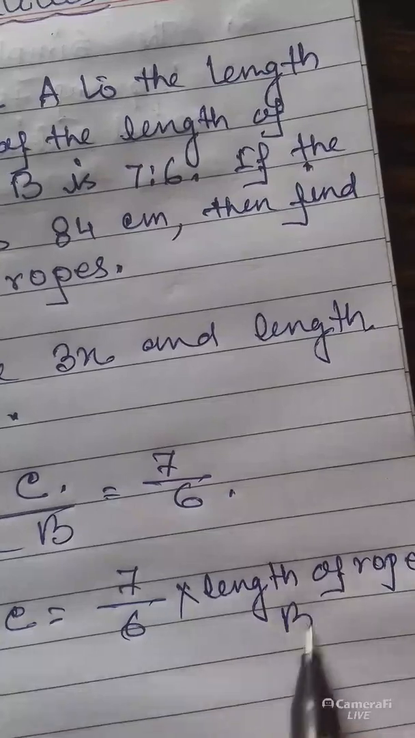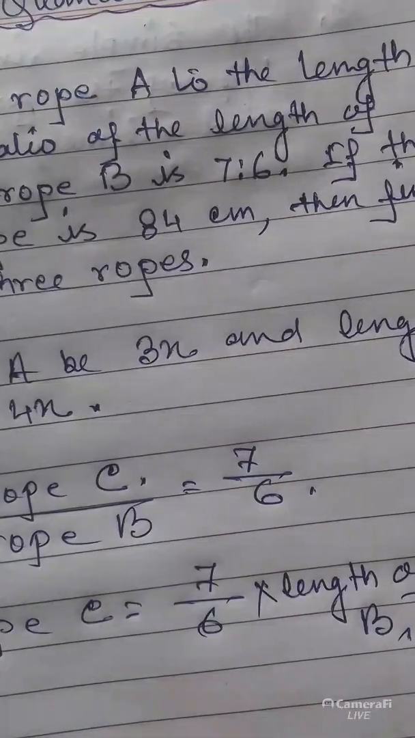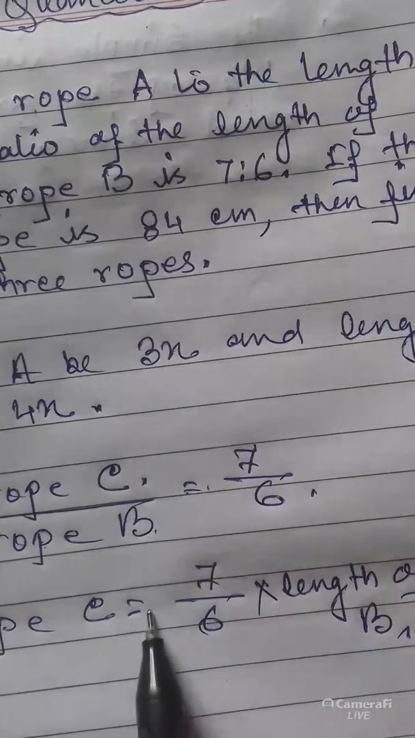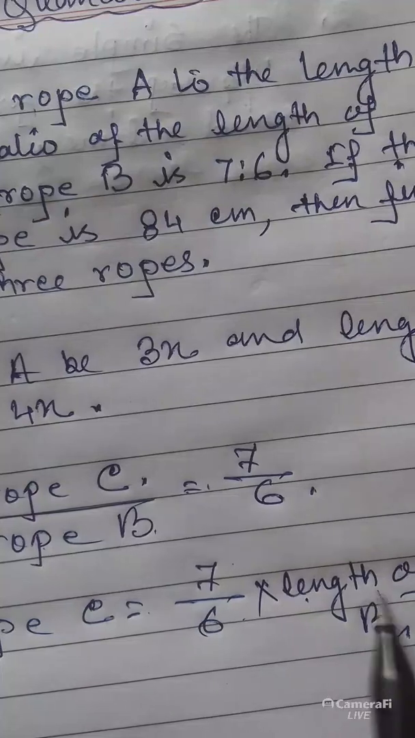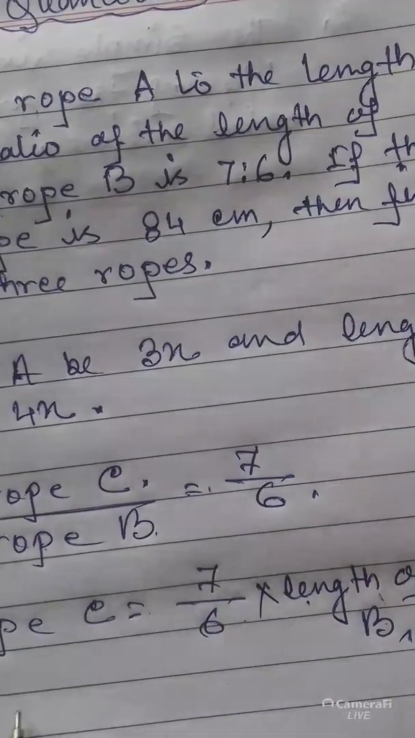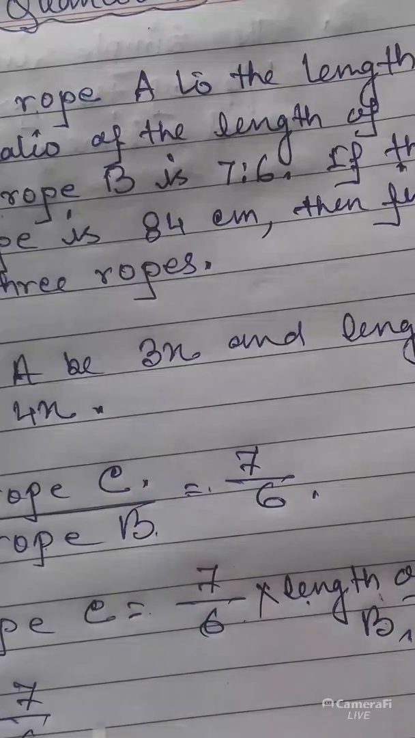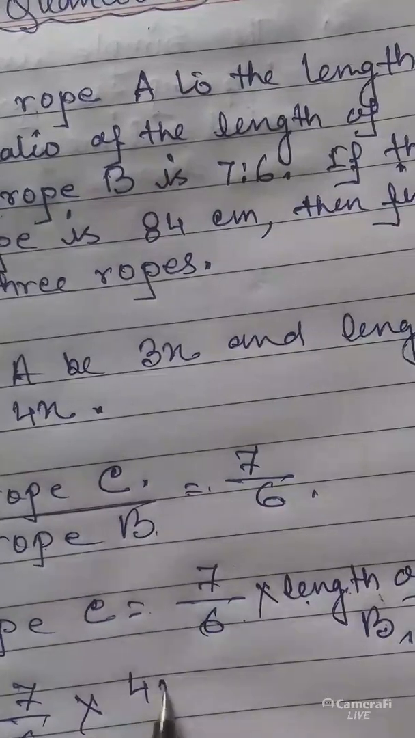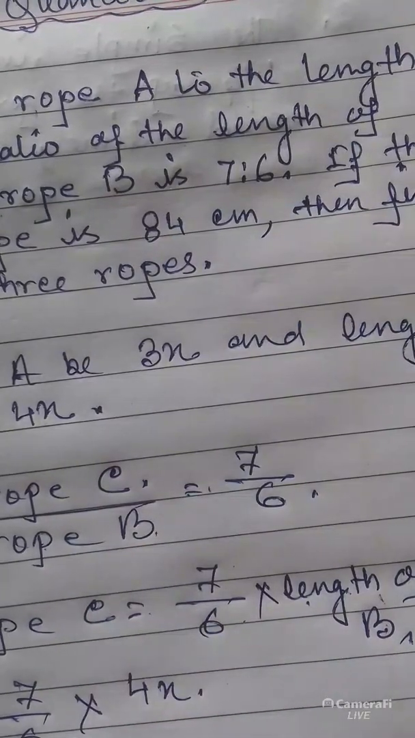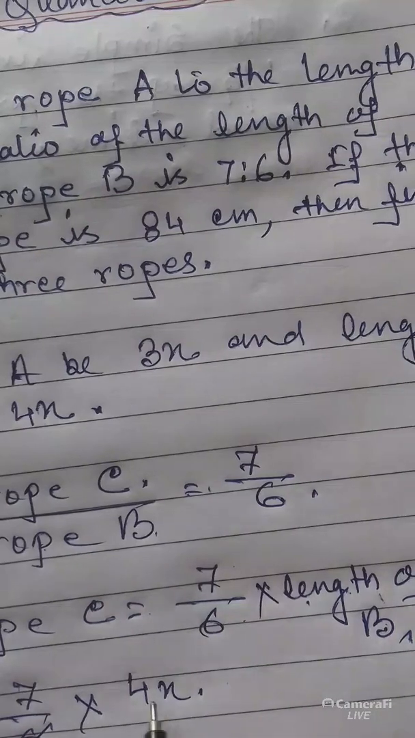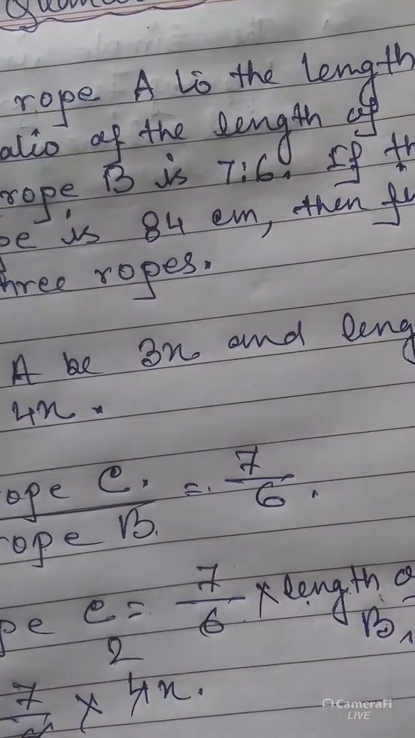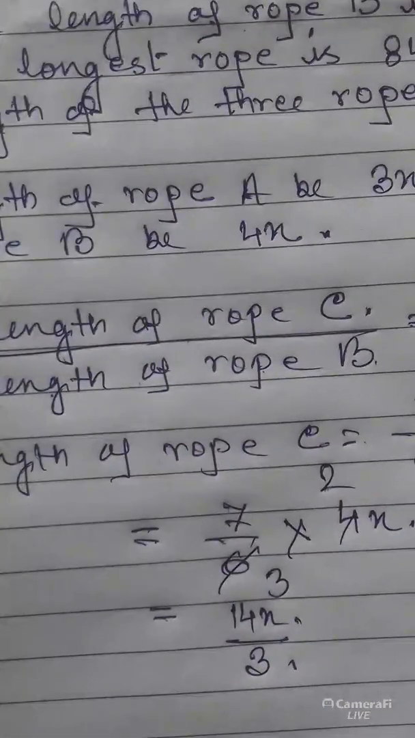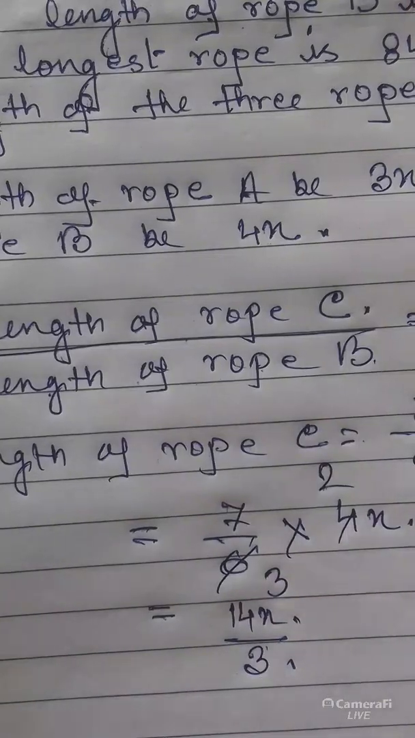If length of rope C by length of rope B equal to 7/6, then length of rope C equal to 7/6 into length of rope B. Therefore, 7/6 into length of rope B equal to 4x. 7/6 into 4x. 3 2s are 6, 2 2s are 4, means 14x by 3. Length of rope C equal to 14x by 3.